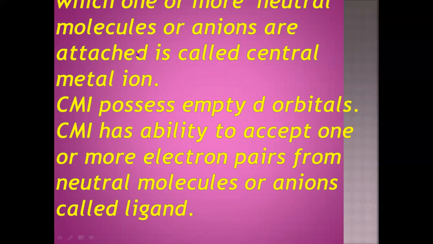So any metal ion like copper, cobalt, chromium, titanium, platinum, nickel, ferrous, etc. may be there in a complex. It may be either in cationic form or with zero valency, that means neutral. The central metal ion possesses empty d orbitals. You have to remember that every central metal ion will possess empty d orbitals.